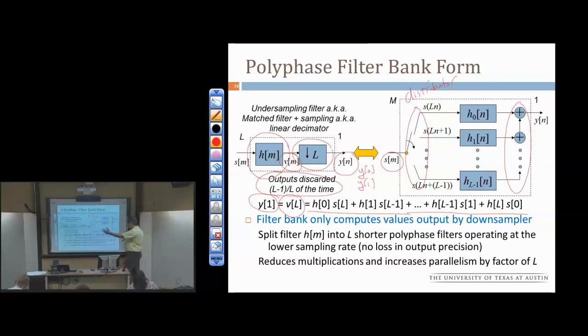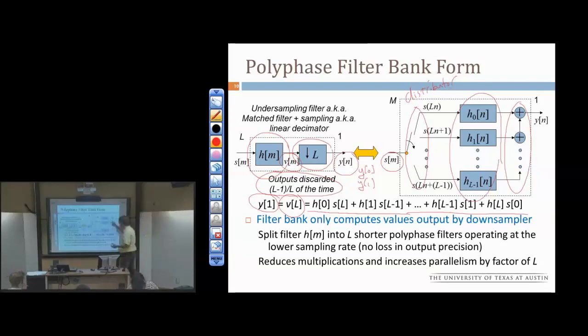So on the one on the left, the filter runs at the high rate. For the polyphase case, the filters run at the low rate. And again, I'm only computing the values I need. And I also have L degrees of parallelism, and I can exploit that further. So I get another factor of L. I get a factor of L savings here because I only compute 1 out of L samples, just the one I need. Don't bother computing the ones I'm going to throw away.